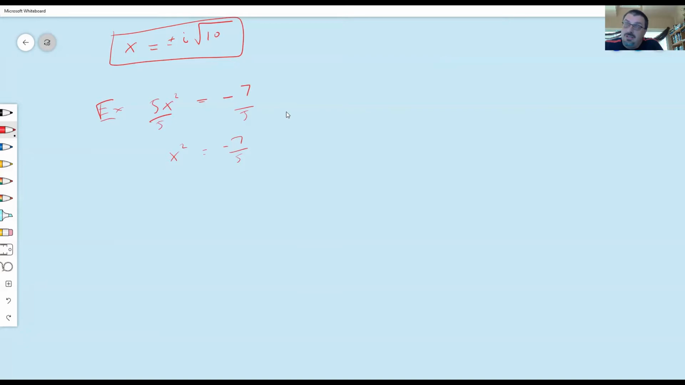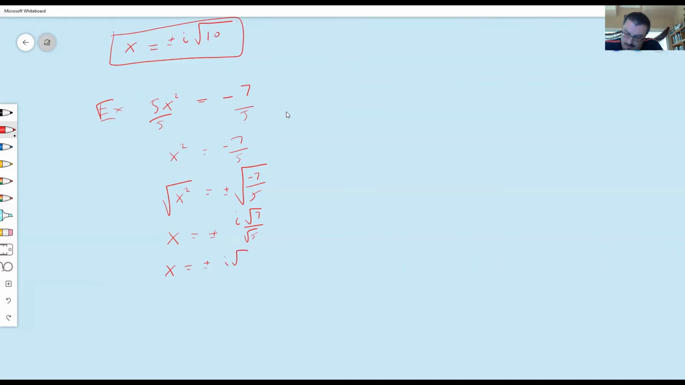Then I get rid of the x squared, just get x. Square root of x squared equals plus or minus square root of minus 7 over 5. So x equals plus or minus. The minus comes out as an i. Square root 7 on top, square root 5 on the bottom. And on problems like this, we want to rationalize the denominator because we do not want radicals in the bottom.